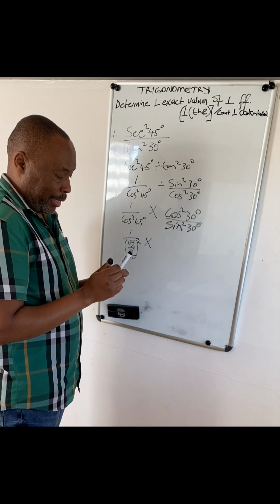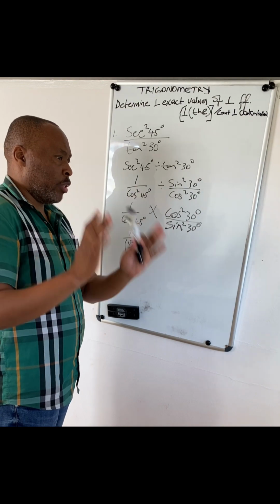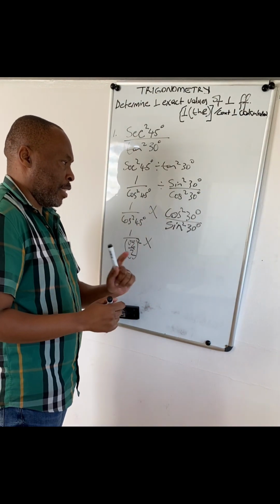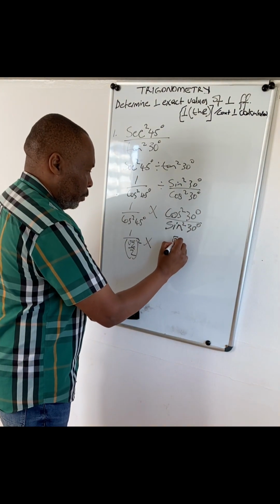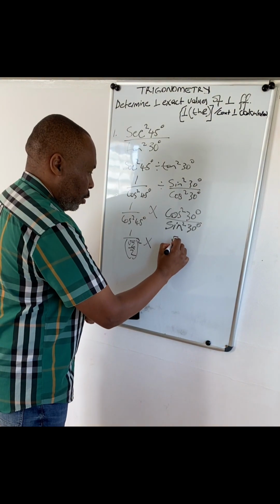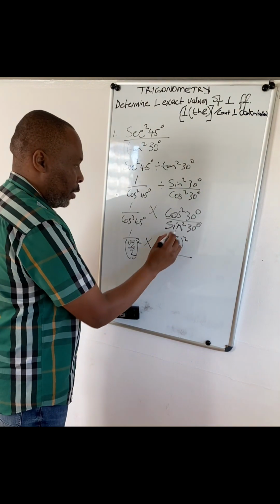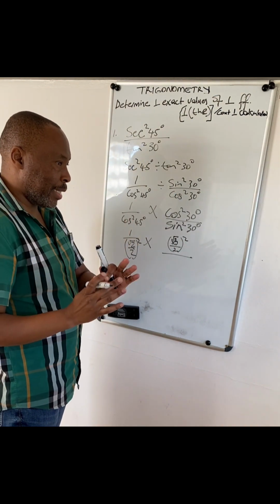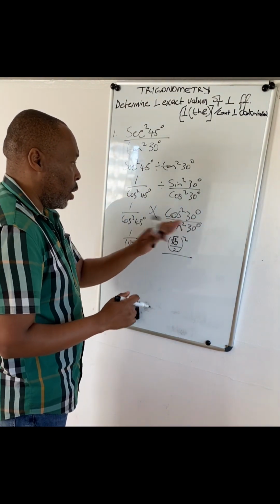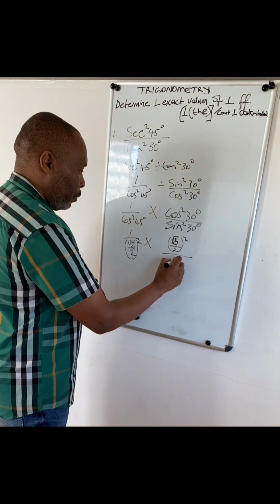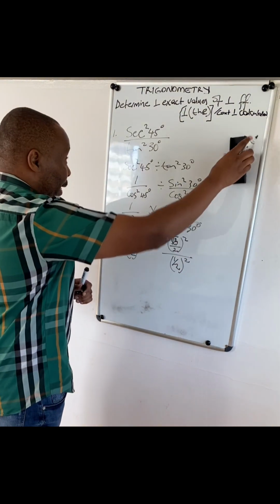And here cos squared 30, 30 is first quadrant, all ratios positive, cos also is positive, but this is squared, and the cos at 30 is root 3 over 2, all squared, divided by sine squared 30. It's 30 degrees, first quadrant, all ratios positive, therefore sine also is positive, and its value at sine 30 is half, all squared. This is what it should look like, right?